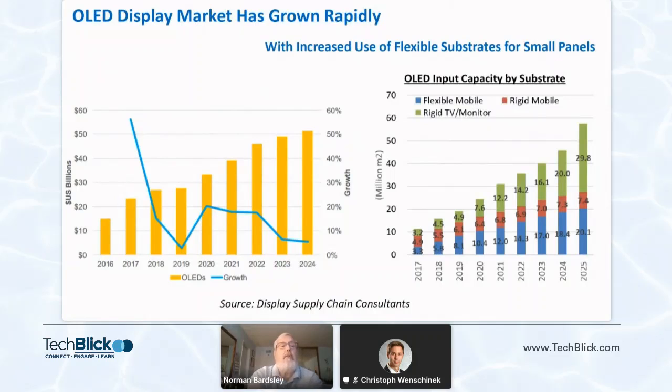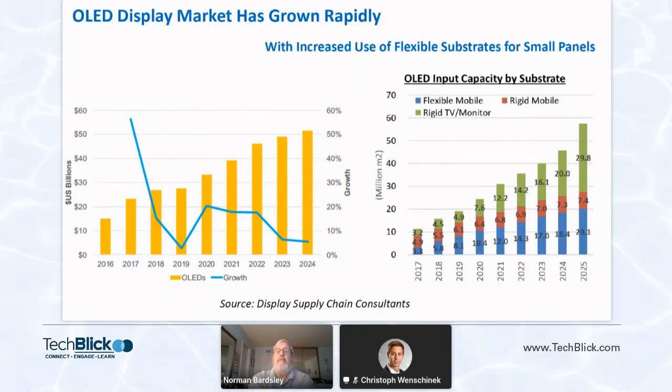Now, OLEDs are best known because of their role in the display market. And this slide is one that is from Display Supply Chain Consultants. You've just had a chance to see a presentation by them. And this shows that the display market is growing rapidly. It was about $15 billion in 2016, and it's going to grow to over $50 billion in the next few years. On the right-hand side shows the breakdown between different kinds of display.